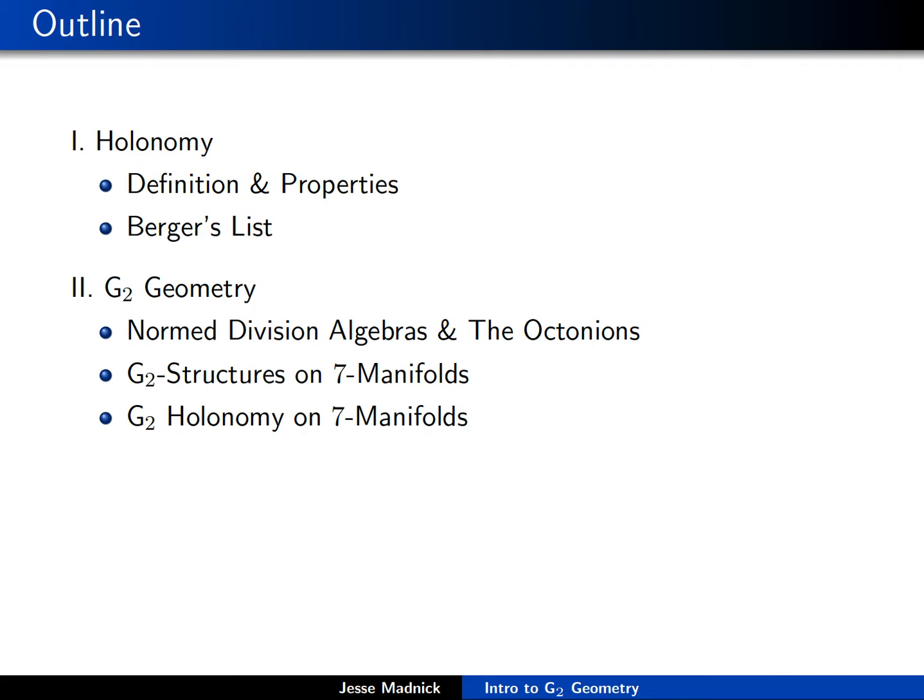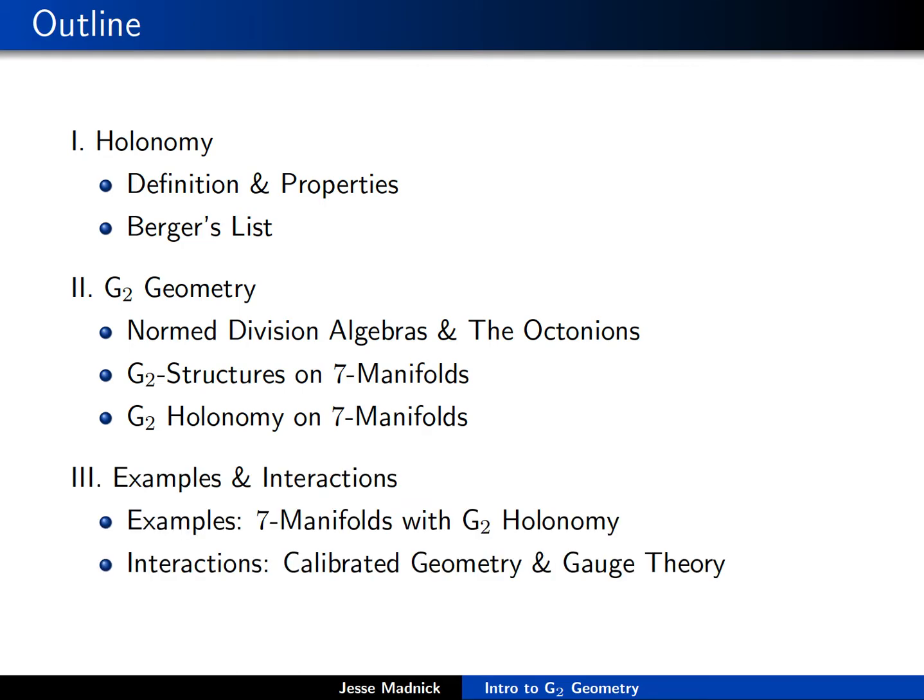In the second part, we'll talk about G2 geometry with an emphasis on G2 holonomy on 7 manifolds. That's going to require some preliminaries from linear algebra. We're going to talk about norm division algebras and the octonions, and we'll use that to discuss G2 structures on 7 manifolds and then explain how G2 structures are related to G2 holonomy.